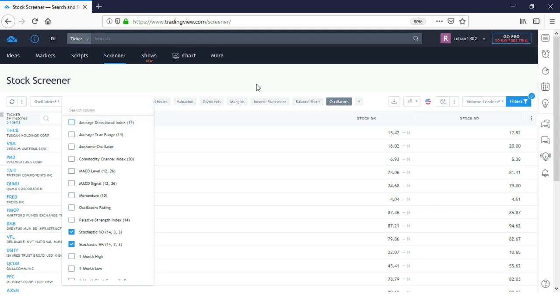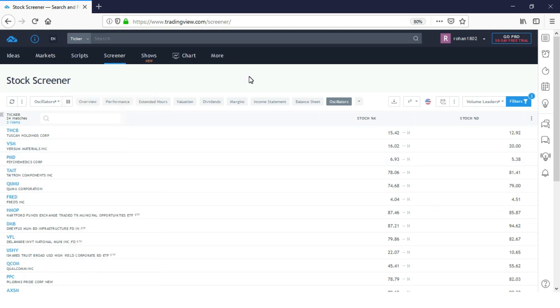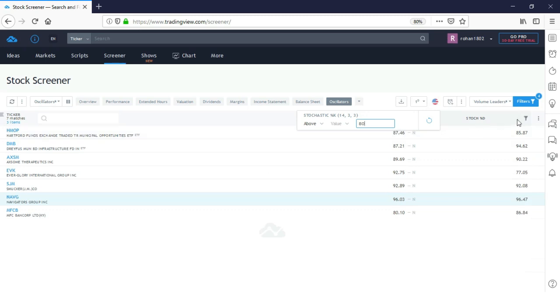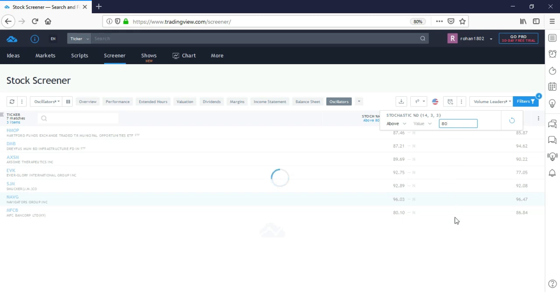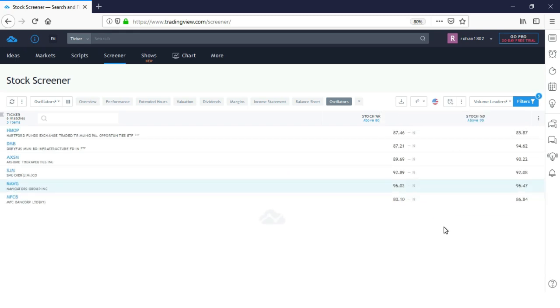We are just using the stochastic percentage K and percentage D. Now we set percentage K above 80 and percentage D also above 80. If both indicators are above 80, we think the price is near its resistance. To find the major resistance and major support, we can use the same parameters. So we have 6 ticker matches which give you the stochastic above or below that point.